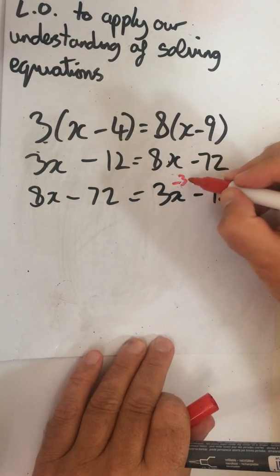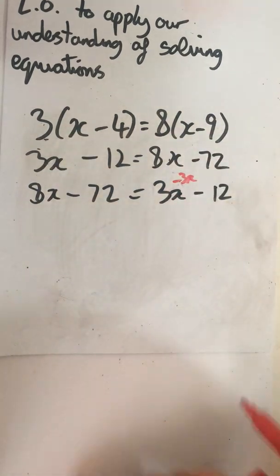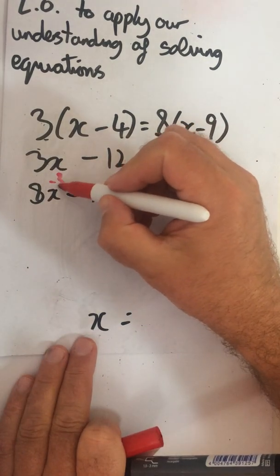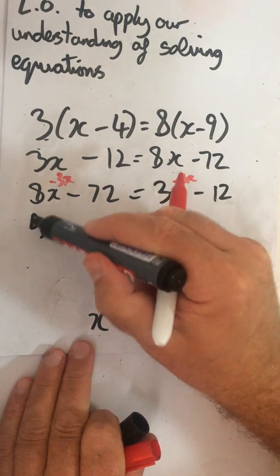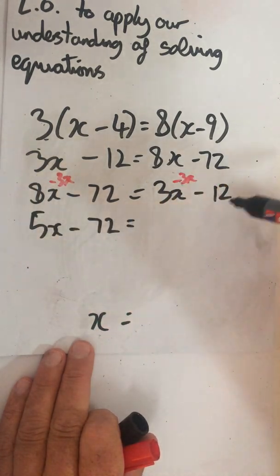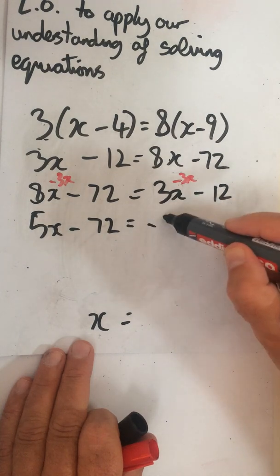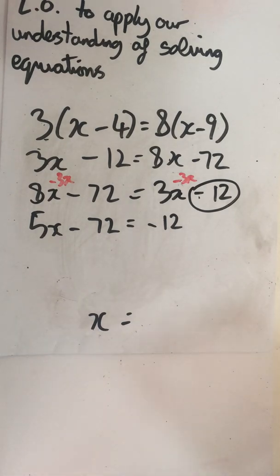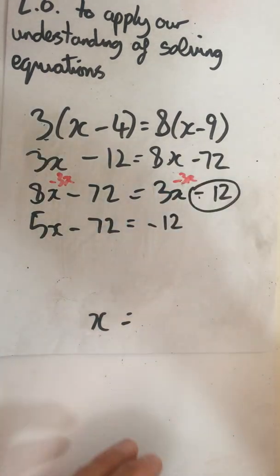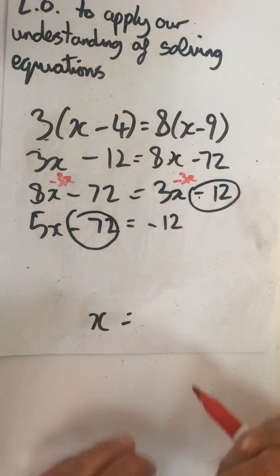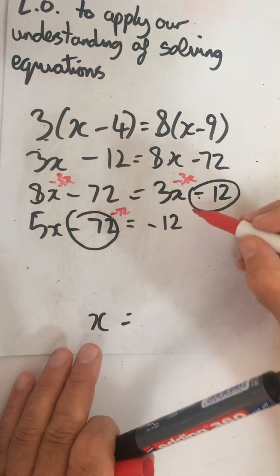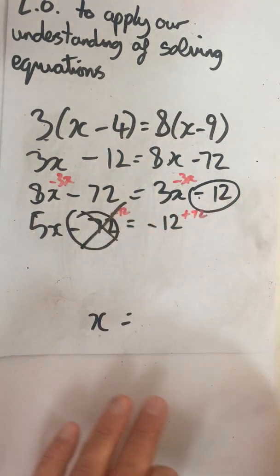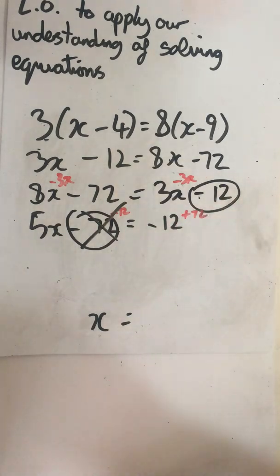From here I can carry on with my equation. Minus 3x, because I want to get rid of this 3x, because that just leaves me with x on one side of the equation. I have to do the same on the other side because it's the balancing method. That becomes 5x minus 72 is equal to negative 12. Very important to remember that's the negative 12, the sign going with the number. From here I want to get rid of this negative 72. Add 72, which means I add 72 on the other side. Minus 72 plus 72, I've got rid of that. Minus 12 plus 72 gives me 60.